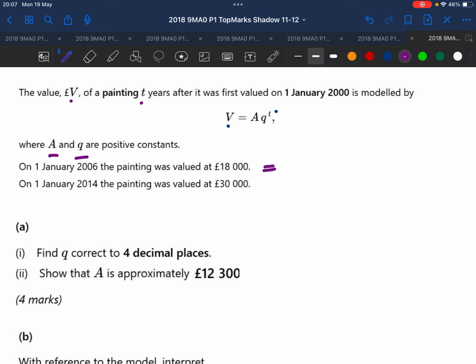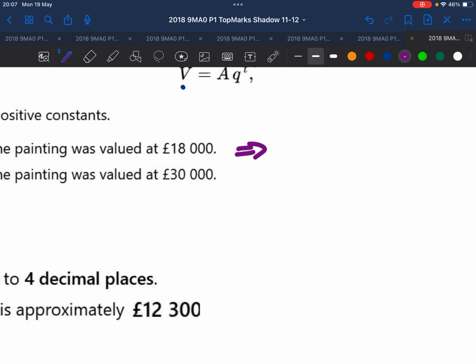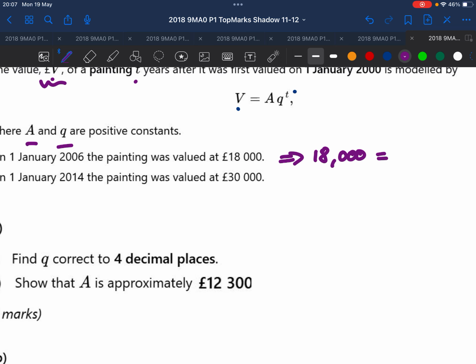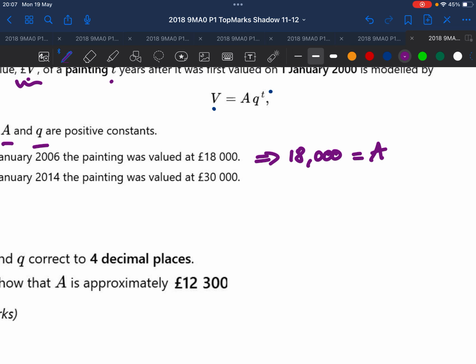So what we're going to do for this first one here is we're going to sub this in. You should check that V isn't in thousands of pounds or tens of thousands of pounds or something. That's very, very common. In this case, it isn't. So we are just going to write 18,000 equals, we don't know what A is and we don't know what Q is, but we do know that this is AQ and then this is a 6.